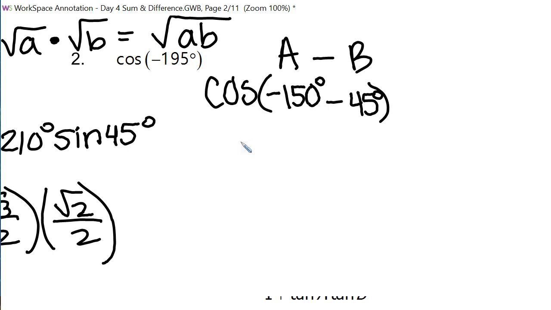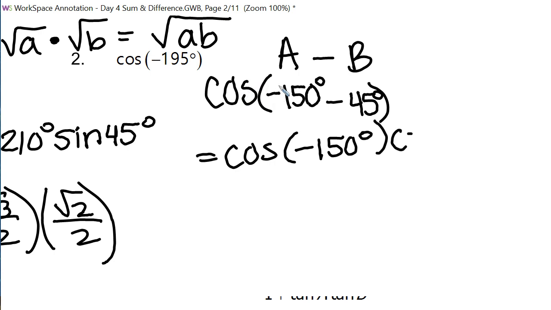So that is that fourth formula, so we need to do cosine of A times cosine of B. So this would be cosine, what do I put for A? Negative 150 degrees. Cosine of angle B is 45 degrees. And then we'll have a plus sign in the middle. So we need to have sine of angle A, sine of angle B. So that would be sine of negative 150 degrees, sine of 45 degrees.